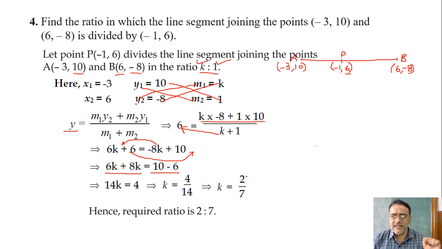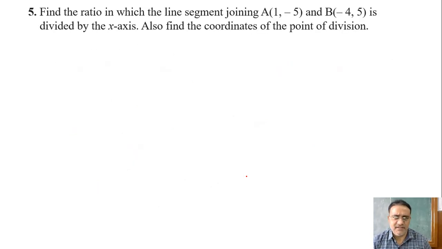Okay, now the next type of question is to find the ratio if the point is on either the x-axis or y-axis. So this is the question on the x-axis. I'm going to draw one rough diagram. Suppose these 2 points are A and B. The point A is given as minus 1, 5, and point B is given as minus 4, 5.